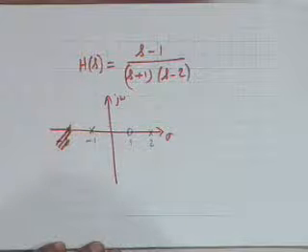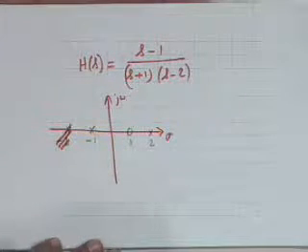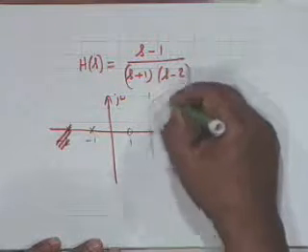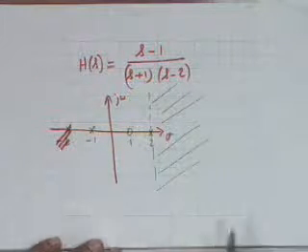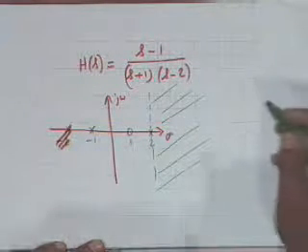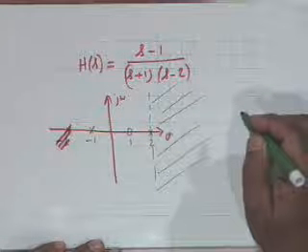Now, suppose I say that one of the possibilities is that the ROC is to the right of the rightmost pole. Well, what kind of a system shall you call this? Is it causal?